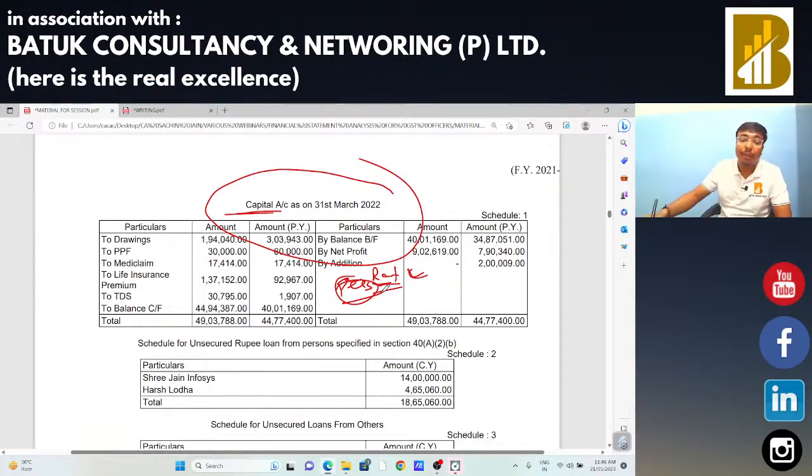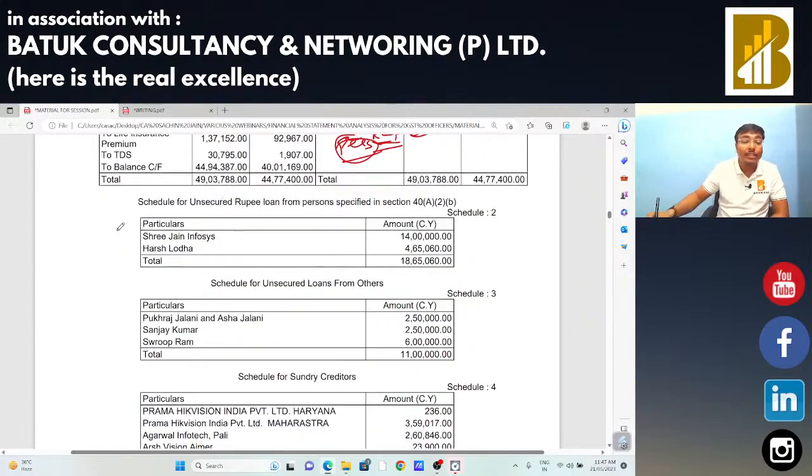So that is the way from which we can analyze whether GST has been paid on personal nature income or not. GST is paid on the personal nature income or not. Okay, sir. So now you need to analyze the annexures also.